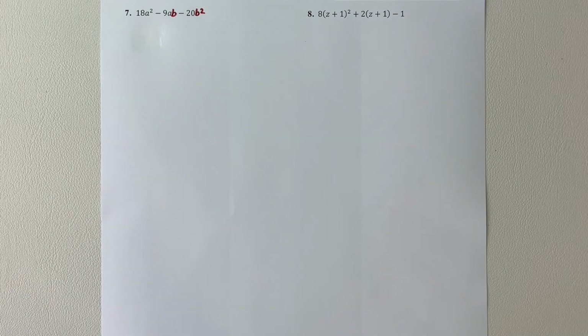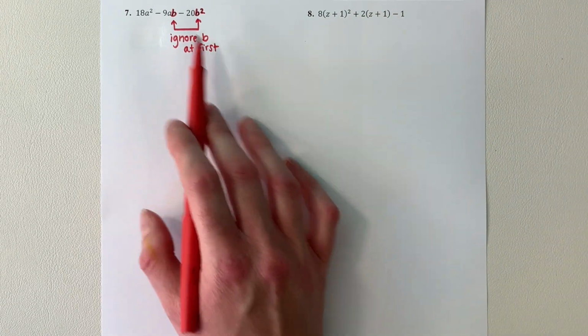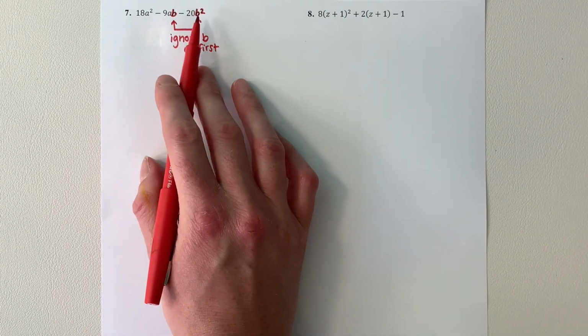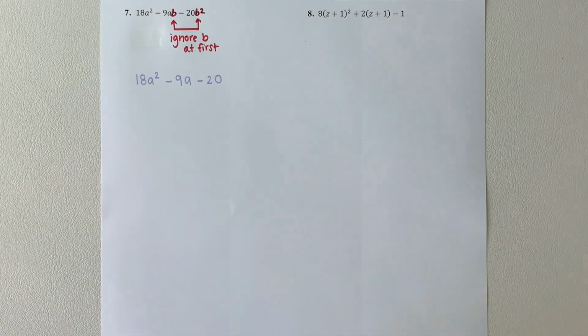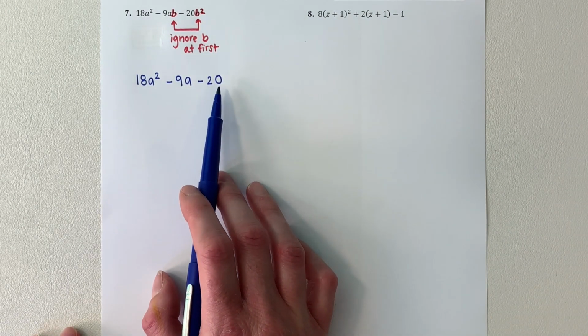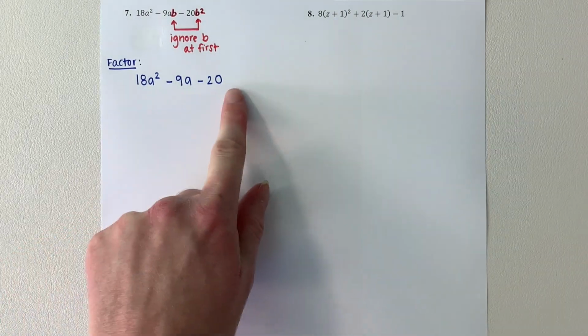What I recommend when you see a trinomial involving two variables, before you start factoring, is to start by ignoring that extra variable. So we're going to ignore the b's at first here. In fact, I'm going to rewrite this problem without the b's. I've just excluded the b's because it's a lot easier to factor without that extra variable, and we can insert that variable back into our final answer. Now we want to factor this expression.